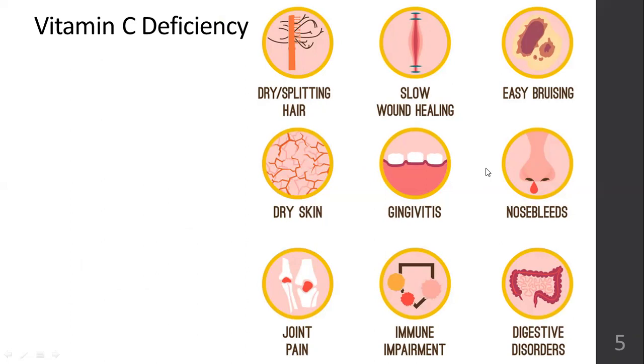Now coming to vitamin C deficiency. So the majority of the signs and symptoms are these: dry, split ends of the hair, slow wound healing, easily getting bruised, dry skin, gingivitis, inflammation of gums. Gingivitis means inflammation of your gums. Frequent nose bleeds, very common in children because kids don't enjoy eating a lot of fresh fruits or vegetables, so that leads to a lot of nosebleeds. Joint pain, immune impairment, digestive disorders. So these are the signs and symptoms of vitamin C deficiency.